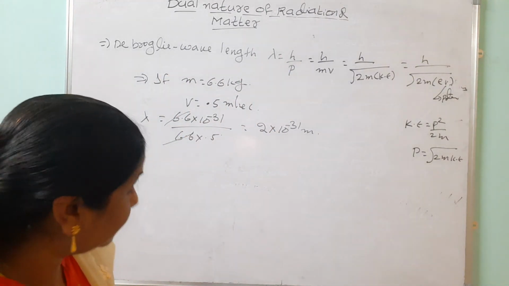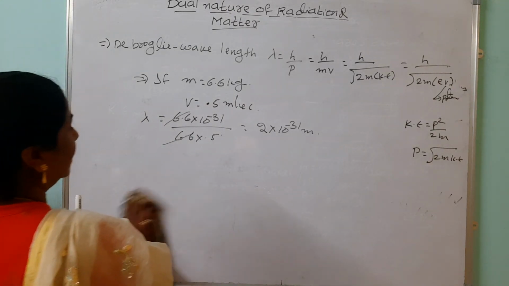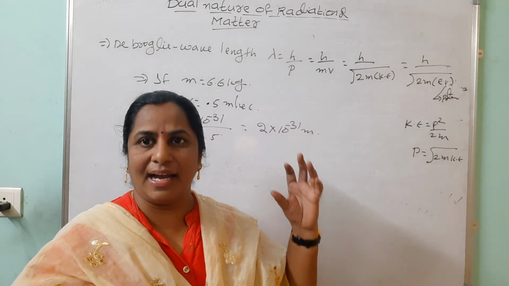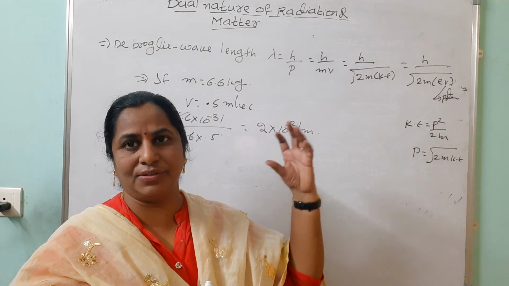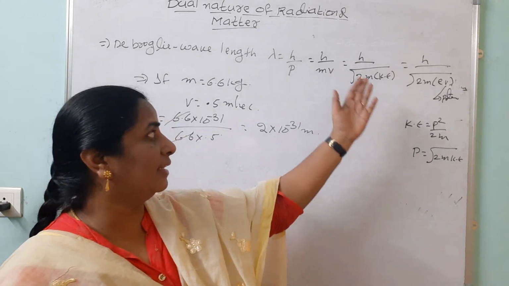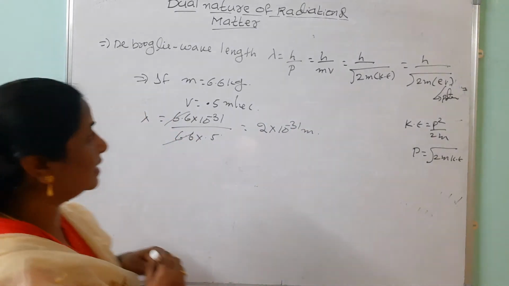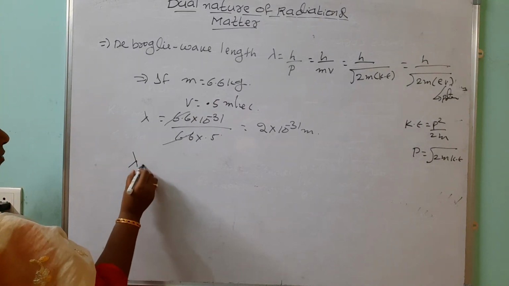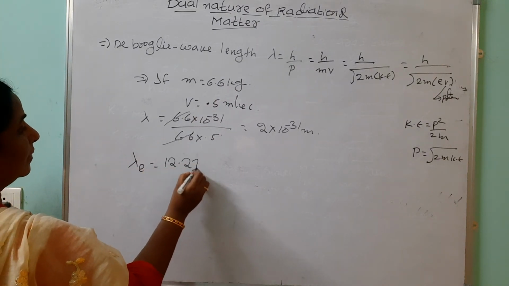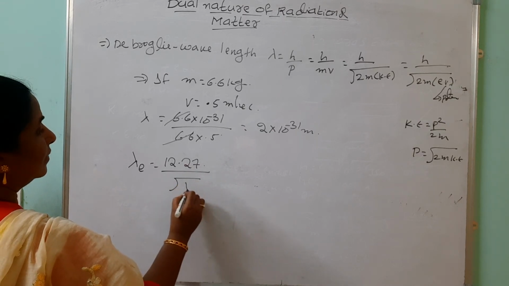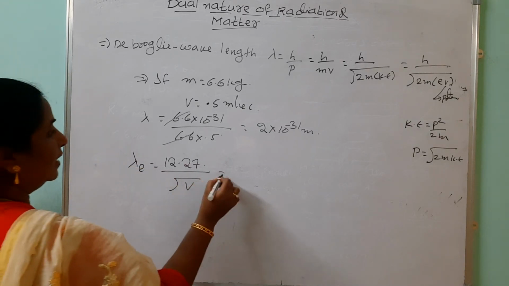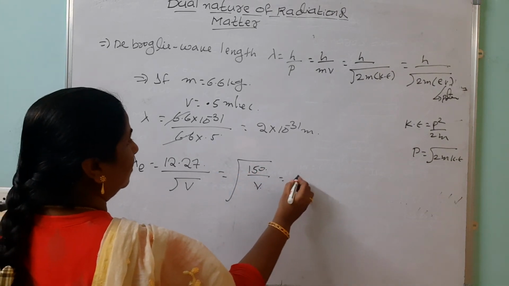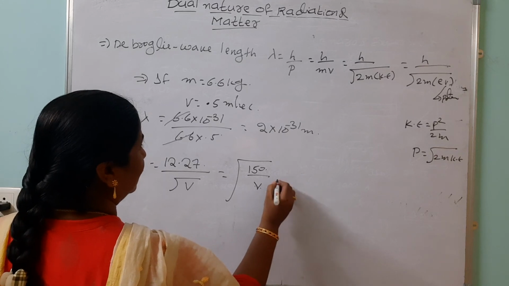So this is the de Broglie wavelength. It is a very simple chapter. You should focus on Einstein's photoelectric effect, and on the wavelength of this one. Just now I have written lambda for an electron. So the wavelength of the electron is how much? 12.27 by under root V. Otherwise it can be written as 150 by V, under root, in angstroms. Like that we can express this one.